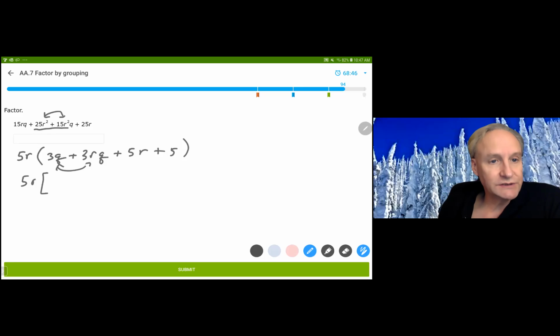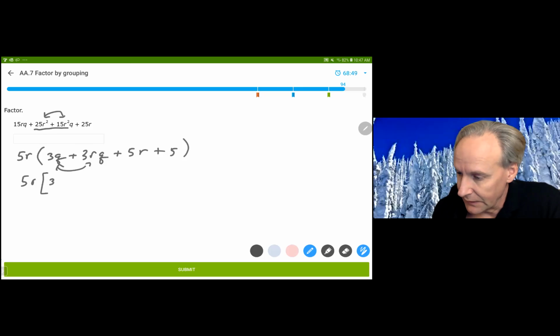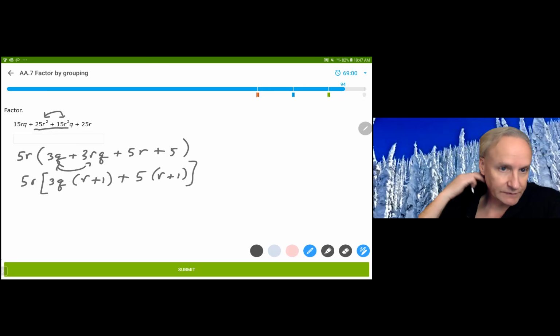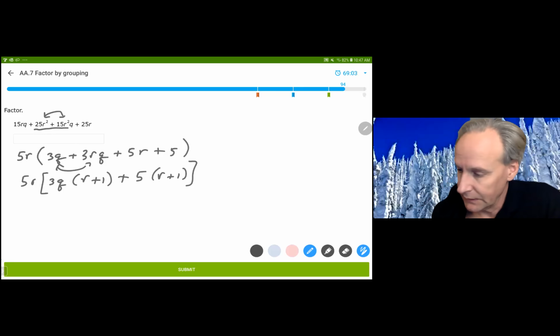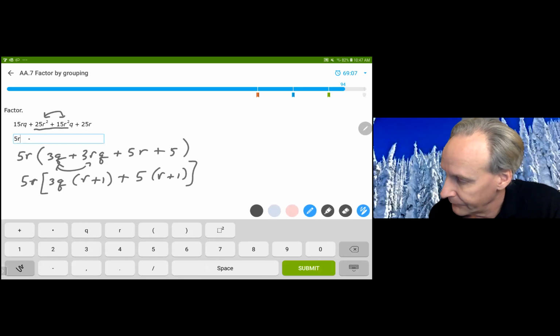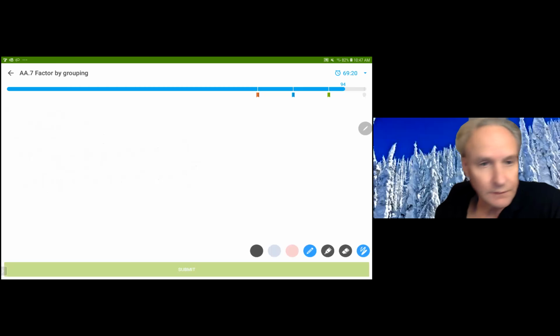Okay, so I'm going to switch these two, and I'm going to take the 3q out, which is going to leave me with r plus 1. And then I'm going to take the 5 out, and it's going to leave me with the r plus 1. And that's all I'm going to do. So then I'm just going to make sure I put in my terms or my factors. I have a 5r, I have a 3q plus 5, and I have an r plus 1. And I have a 3q plus 5. That looks good to me.